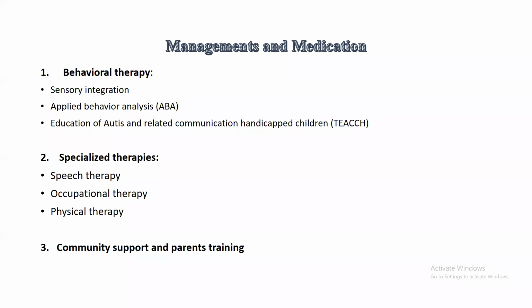Now we're coming to the last parts, which is the management and medication. For the non-pharmacological management, we have behavioral therapy, specialized therapy, and community support and parents training. For behavioral therapy, we have sensory integration, applied behavior analysis ABA, education of autism and related communication handicapped children. Specialized therapy: speech therapy, occupational therapy, and physical therapy.